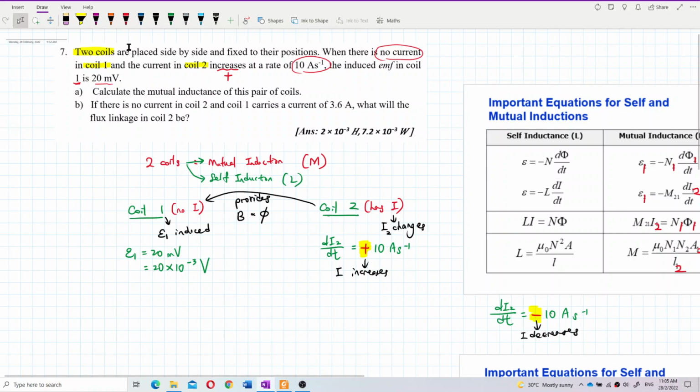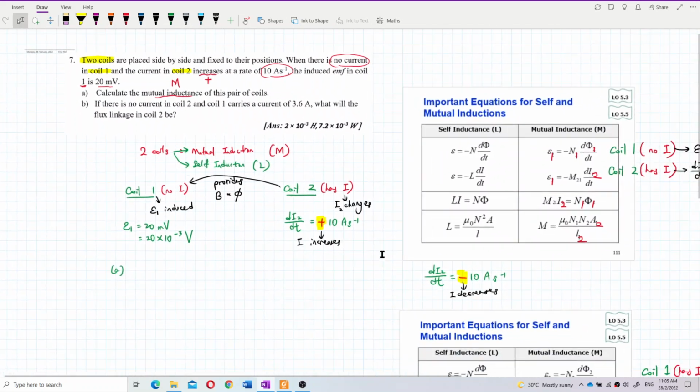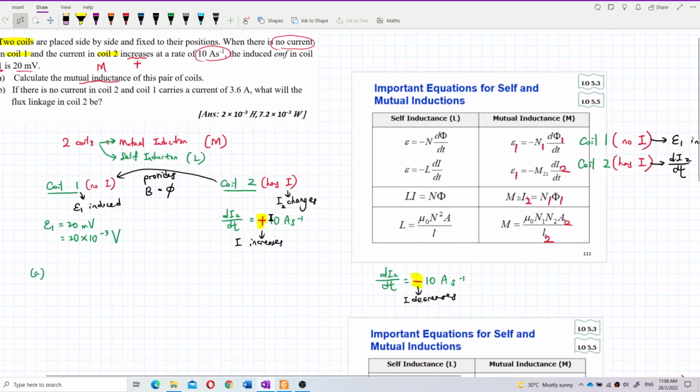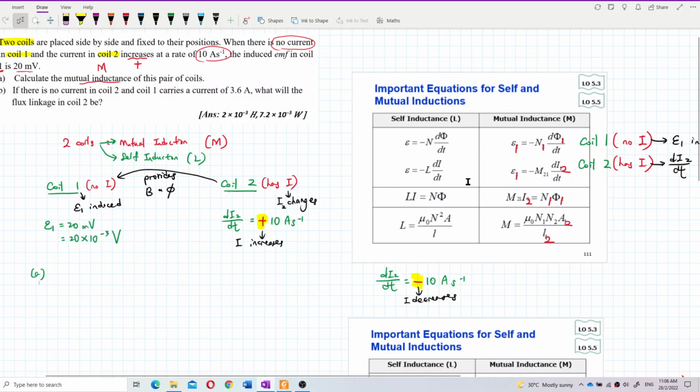How to find the mutual induction for this pair of coils, M? Question A. So what formula are we going to use? We're going to use this one, E1 equal to negative M di2 over dt, and we can find M. Let's use that formula: E1 equal to negative M di2 over dt.